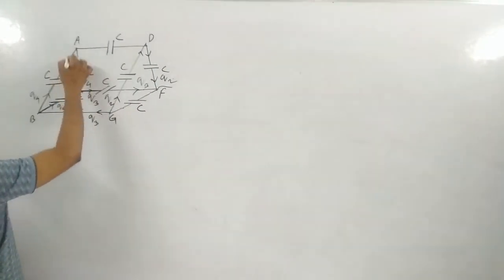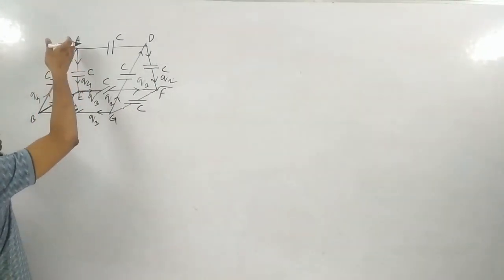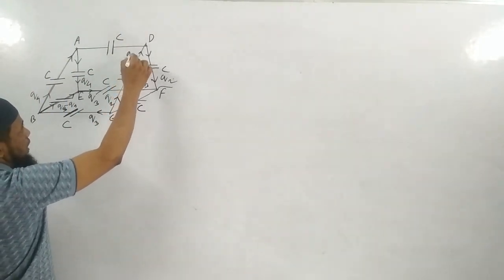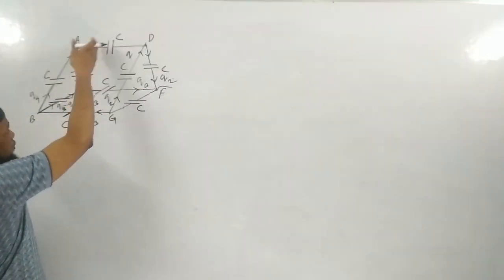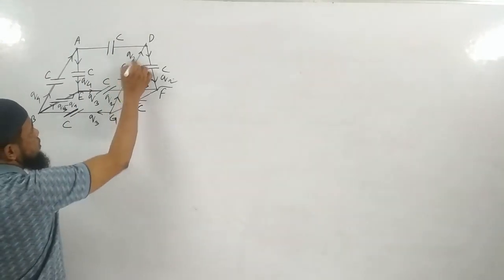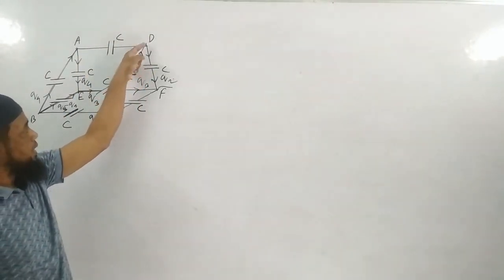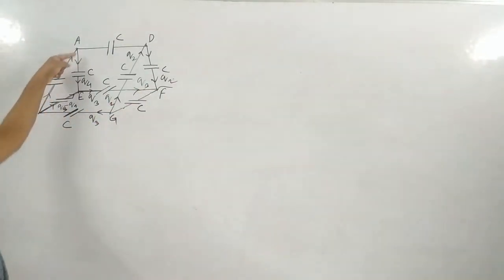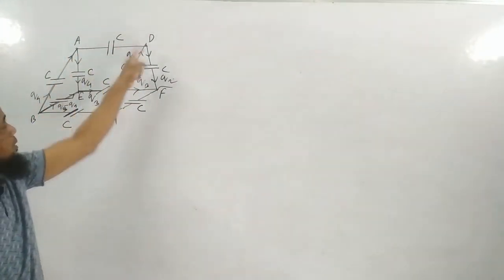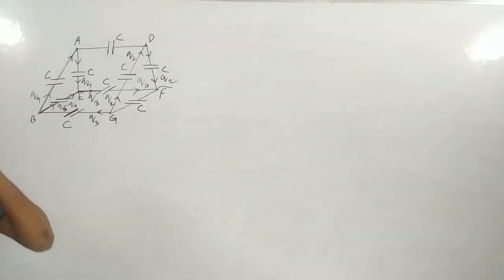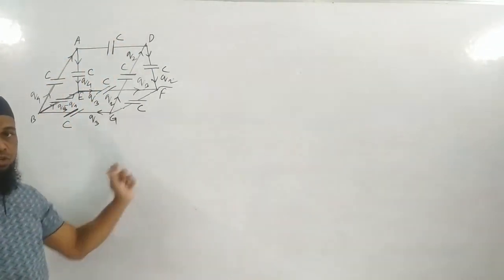So what have you seen? Have you seen any charge from Q4 going to that side, or any charge from Q2 going to that side? No, not going. Q2 is going up, coming down. Q4 is going up, coming down. In this particular arm, no charge is flowing. So this particular capacitor can be neglected. If you have understood this way, well and good.